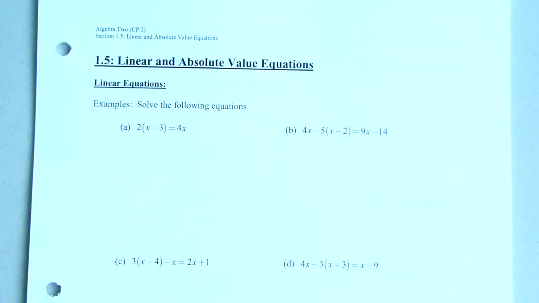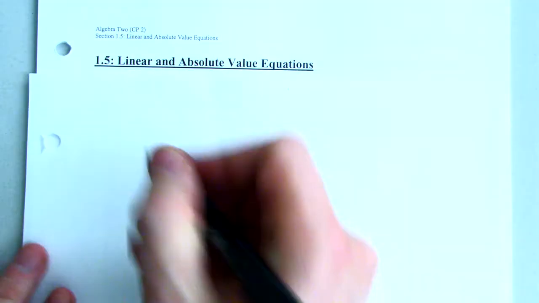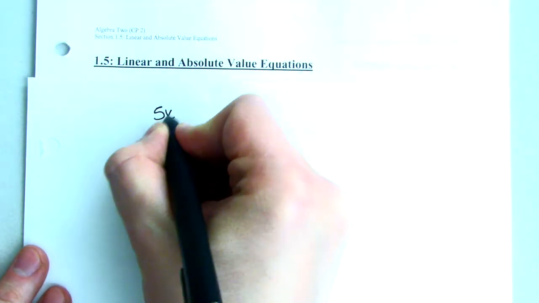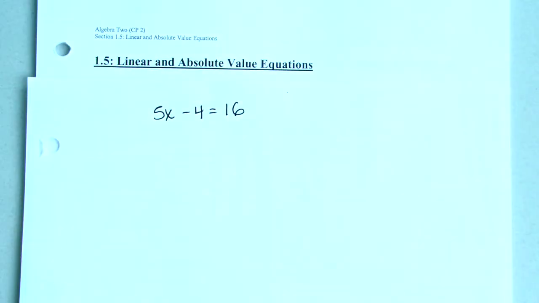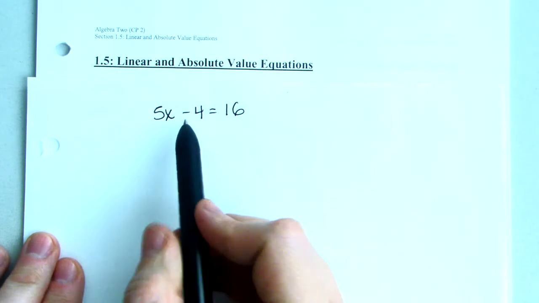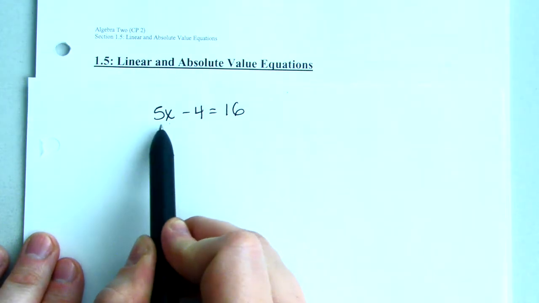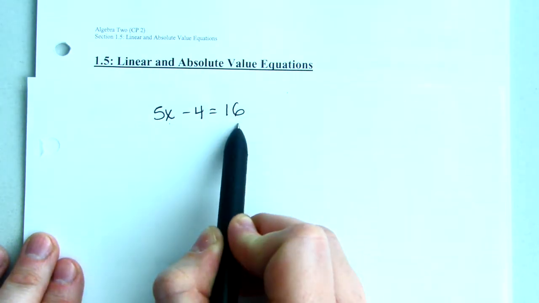So we're now going to move into section 1.5 about solving equations. And we're going to look at two different types of equations in this section. But before we get into all of that, if I give you an equation, 5x minus 4 equals 16, no real need to copy this down. The goal is to figure out what x value would make the left side equal the right side.